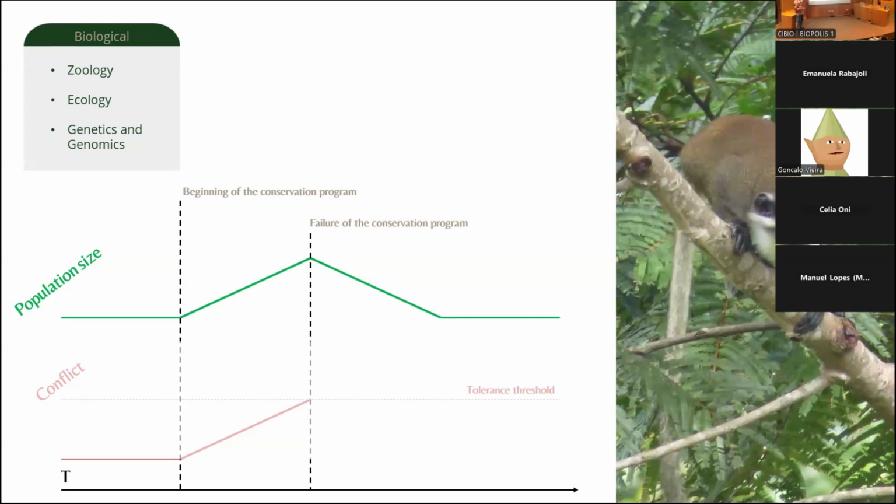And if we get to this threshold, this unknown threshold for tolerance of the local population, what can happen is that it can bring the failure of the conservation program, and this is, of course, being very simplistic. There are other reasons why a conservation program would fail. But one of the issues of ignoring the human perspective is also that sometimes we don't even know if there's conflict, if there's a lot of conflict or little conflict. Sometimes we could even not see this threshold being reached.